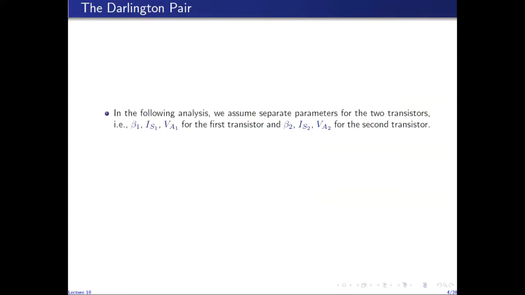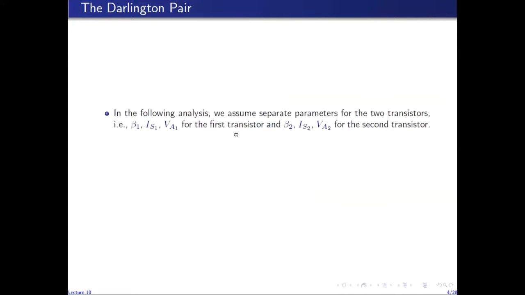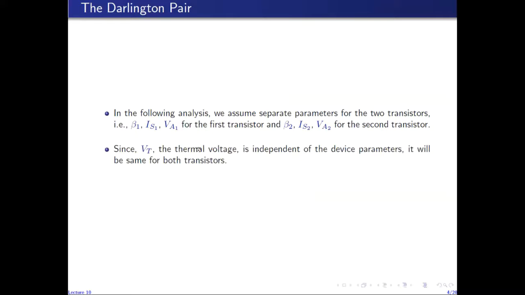So in the analysis, in the DC as well as the AC analysis, I will assume different parameters for these two transistors. I will call this transistor the first transistor, and the transistor in the second stage the second transistor. And I will assume different values for the current gain, saturation current, and early voltage for the two devices. However, since thermal voltage depends upon the temperature, charge of the electron, and Boltzmann's constant, it will be taken to be the same for the two transistors.